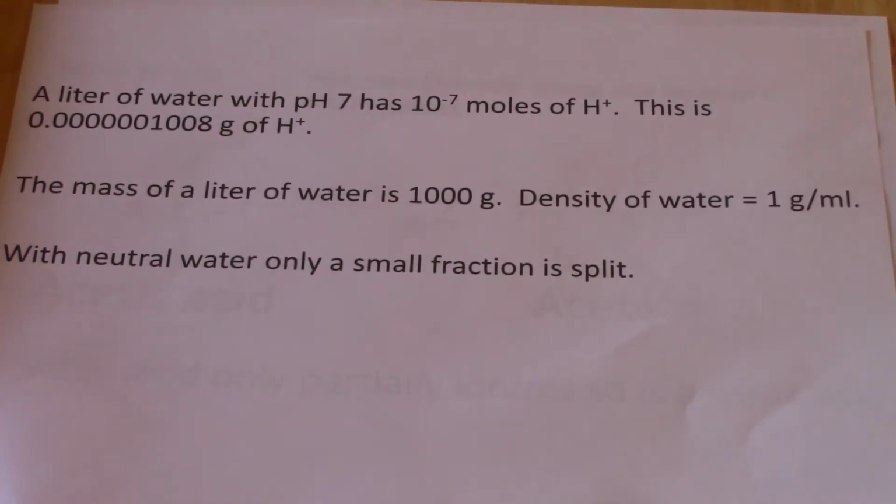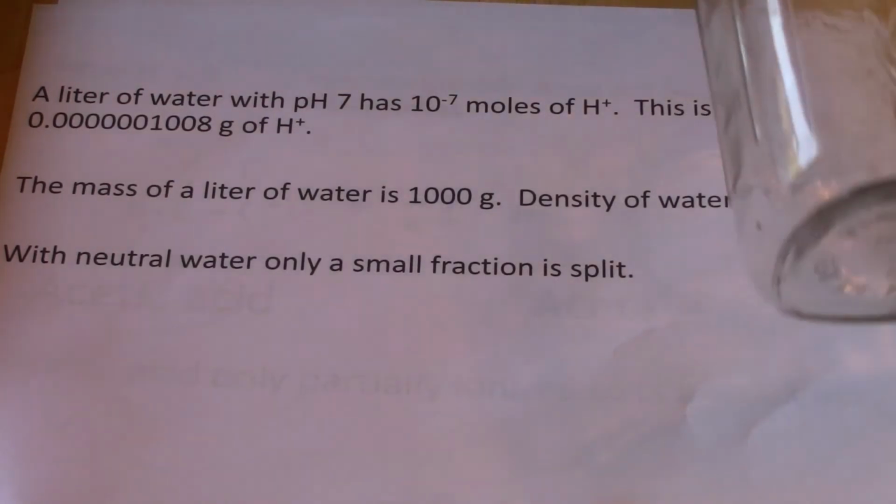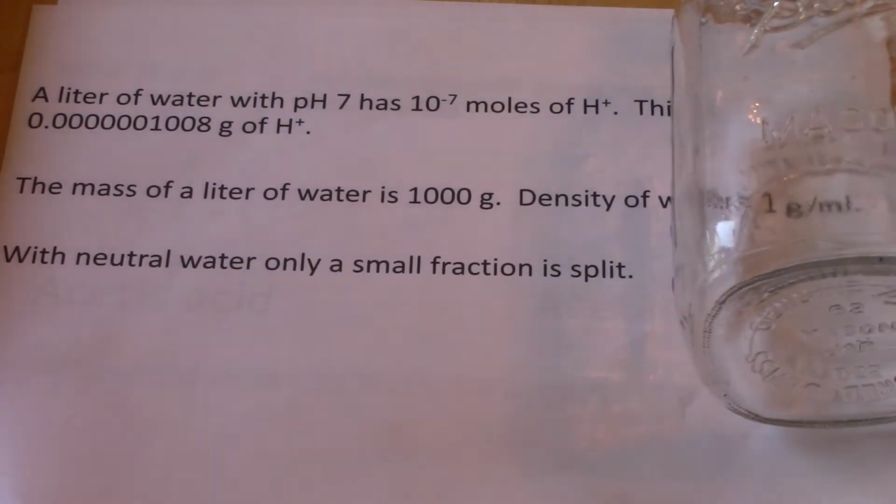A liter of water, that's about the size of a quart, a quart of water with pH 7 has 0.0000, I've lost count there, 1008 grams of hydrogen. The mass of a liter of water is 1,000 grams.